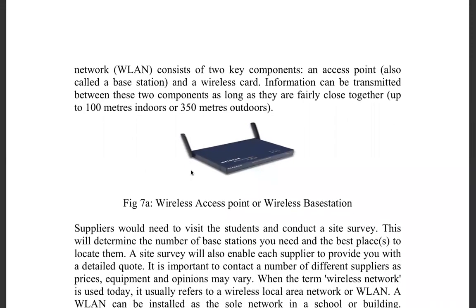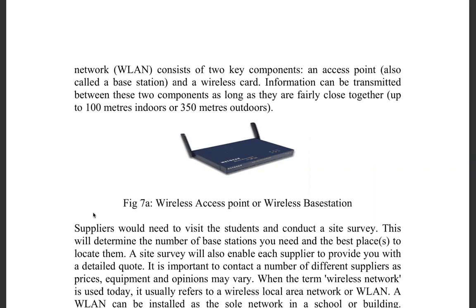In a wireless network, we have access points and a wireless card. If you want to set up a wireless network, the two most common components you need are an access point, also known as a base station, and a wireless card. The wireless card helps you establish the wireless channel that has to spread to others.